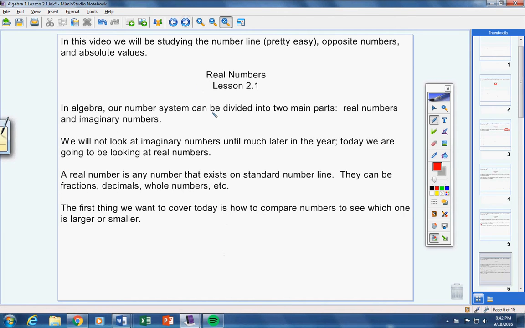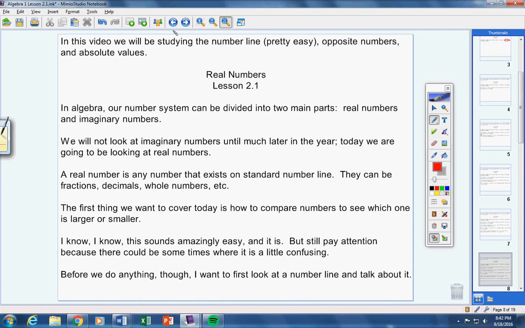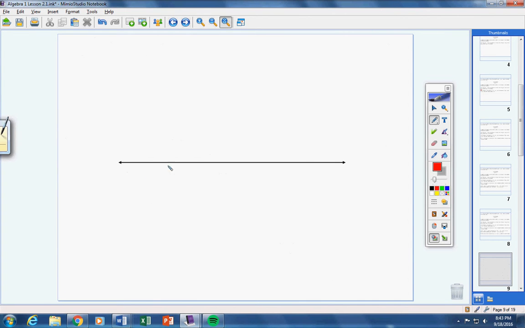Okay? The first thing we want to do today is look at how to compare numbers to see which one is larger or smaller. I know this sounds amazingly easy, and it is, but still pay close attention, because there could be sometimes where it's a little confusing when we get to the negative numbers, okay? So please pay attention. Before we do anything, though, I first want to look at a number line and talk about it. So in your notes, please draw a line like this and put an arrow on both ends. Now, if I go too fast, just pause the video, okay?